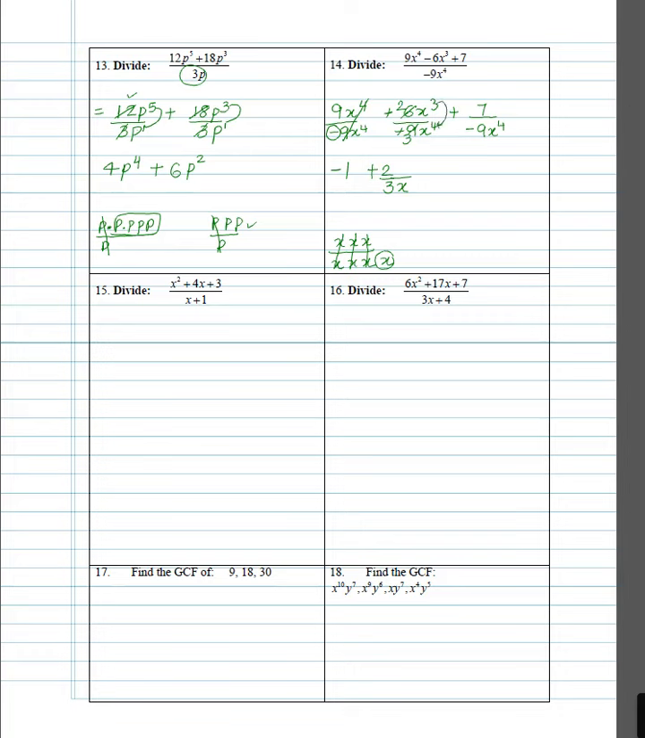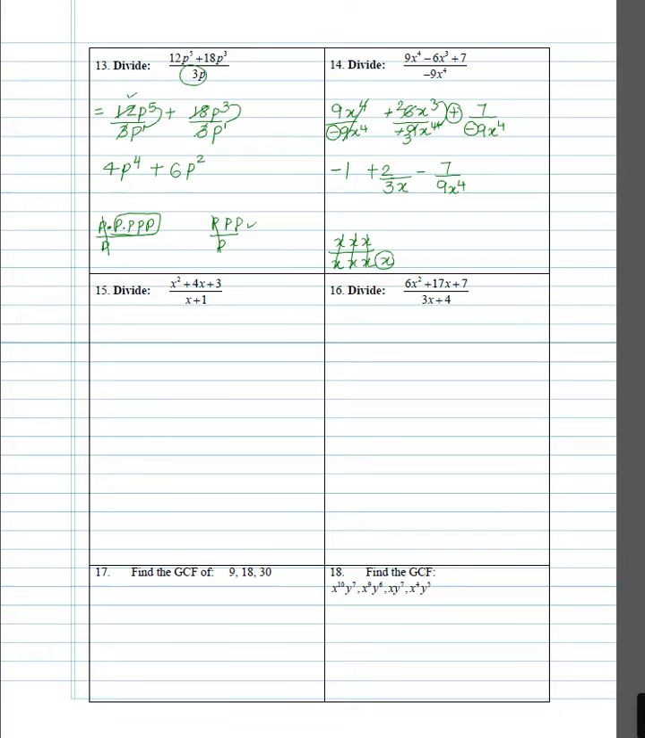You should always look at where are the maximum number of x's. If you have more x's on the top, you'll be left with x's on the top. If you have more x's in the bottom, you'll be left with x's in the bottom. Positive over negative is negative 7 over 9x to the power 4, because I cannot simplify this any further.